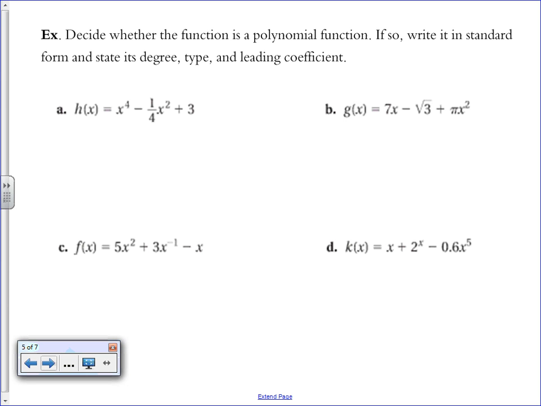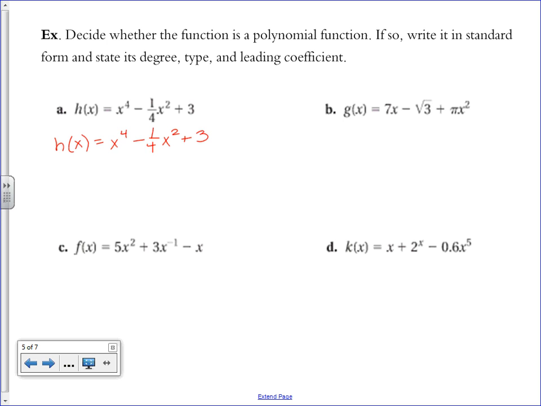We're checking if all of the exponents are whole numbers, which they are, and we're checking if all of our coefficients are real numbers, which they are. So it is a polynomial function. To write it in standard form, we want to put it in order, highest exponent to lowest. It's already in that order. Our first exponent is x to the fourth. Our next exponent is x squared. Our final exponent is a 0, that's why you can't see it.